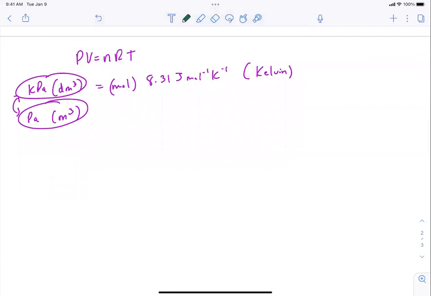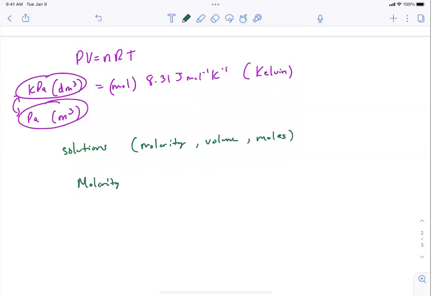Any other questions? Okay. Solutions. Now, solution chemistry is dealing with molarity and volume and moles. And we do understand that molarity is equal to any given moles over any given volume. But I do also want you to make sure you understand that if I tell you something like this in the problem, what that means is 0.500 moles of that substance per 1 decimeter cubed. That's what that translates to.